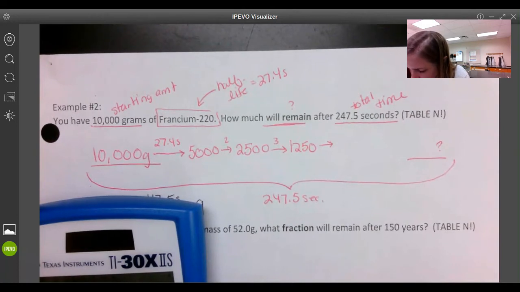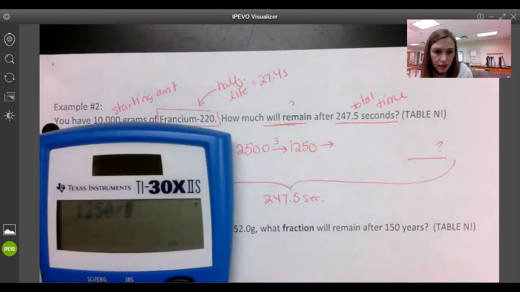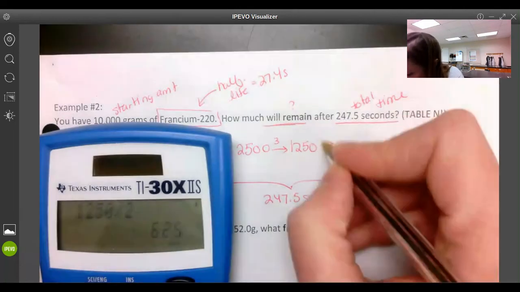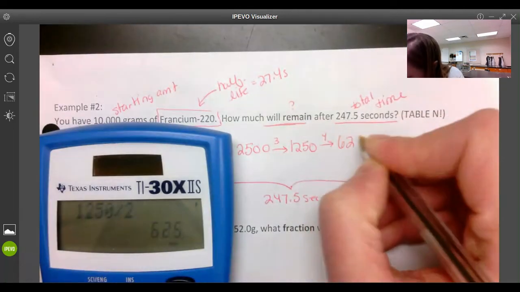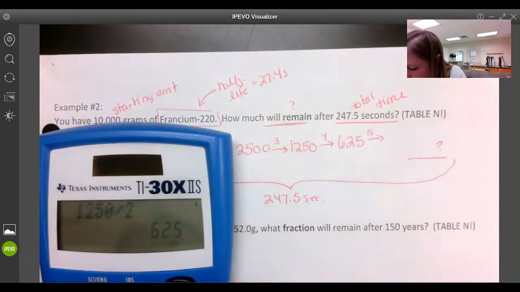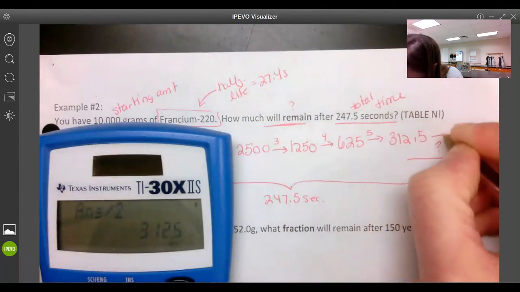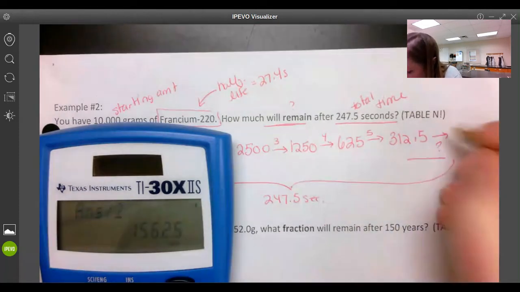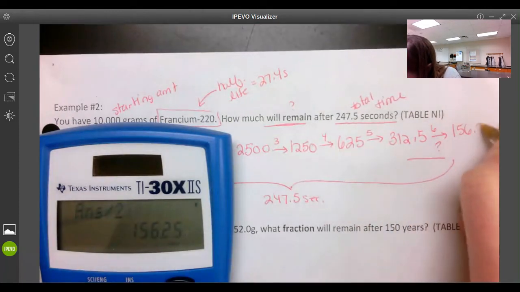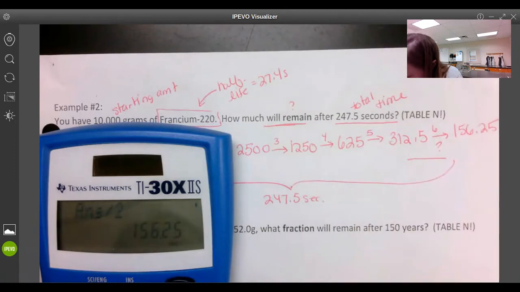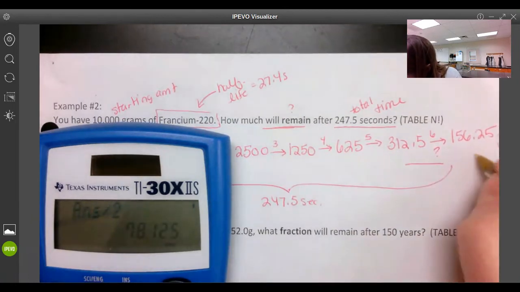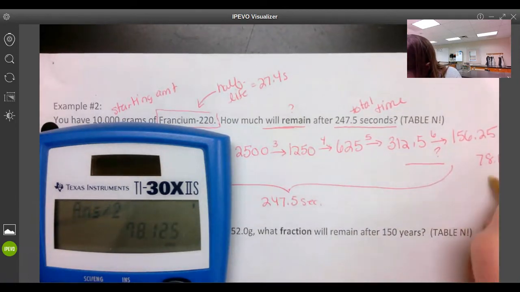1,250 divided by 2. So this is my fourth half-life, which is 625. My fifth half-life is going to be 312.5. My sixth half-life is going to be 156.25. My seventh half-life is going to be 78.125.